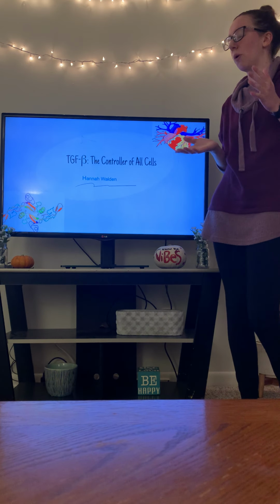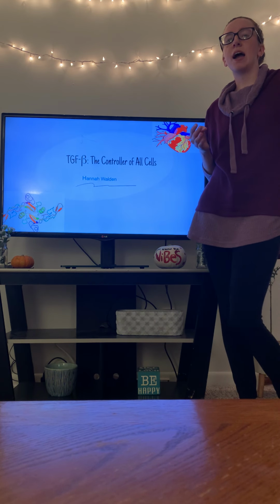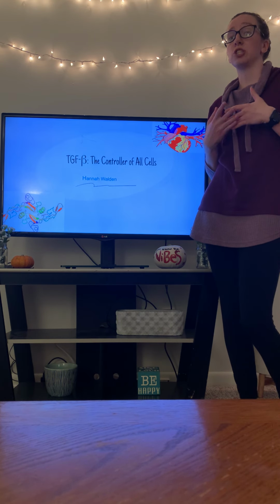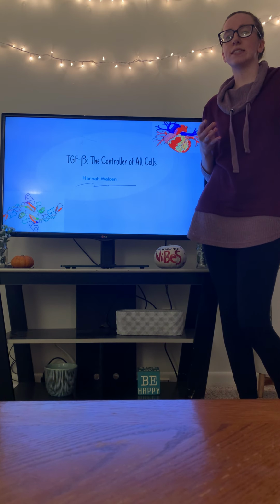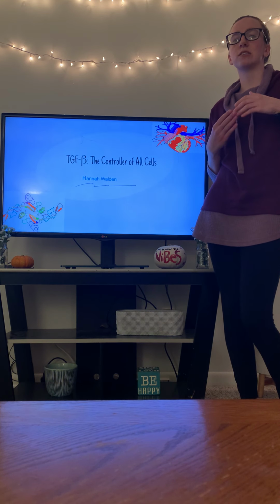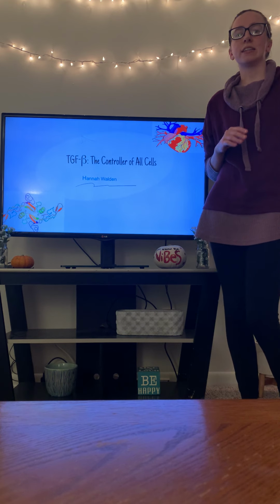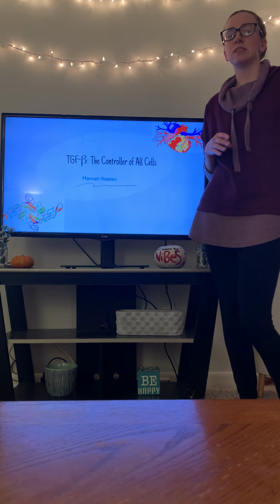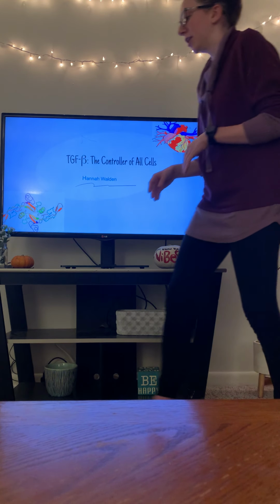And so I'm going to go over just the general overview of TGF-beta and then how it works with a gene called BMPR2 to signal for these cell actions to happen. And I'm also going to discuss how mutations can lead to diseases that can be linked to TGF-beta. So I'll go ahead and get started.